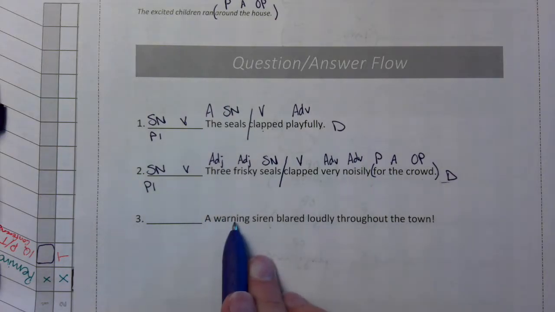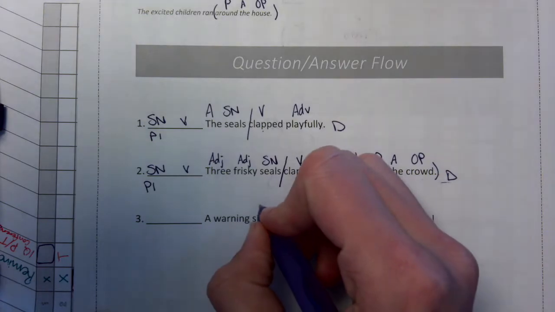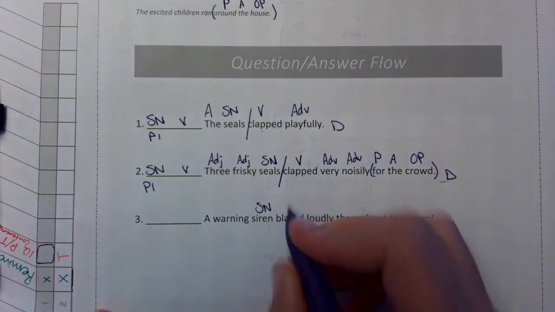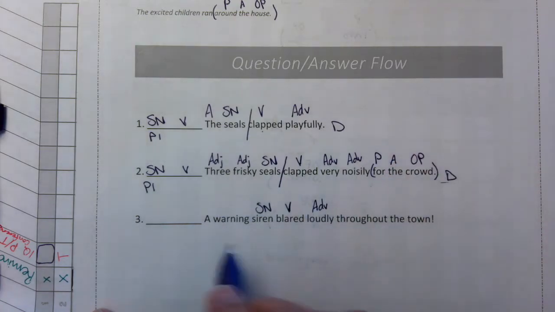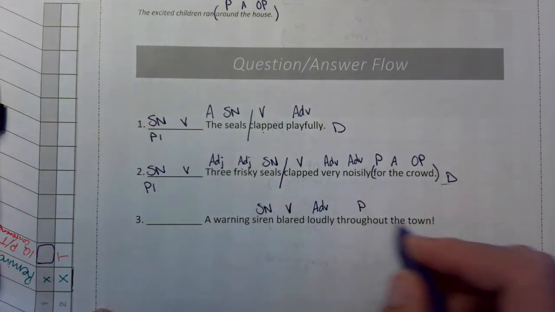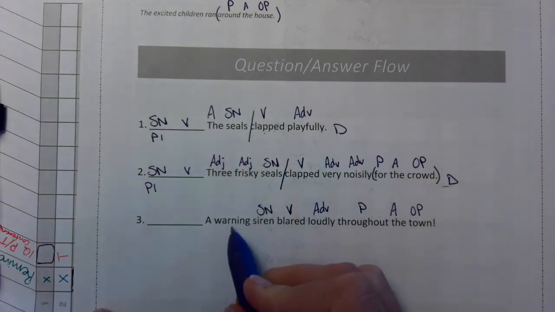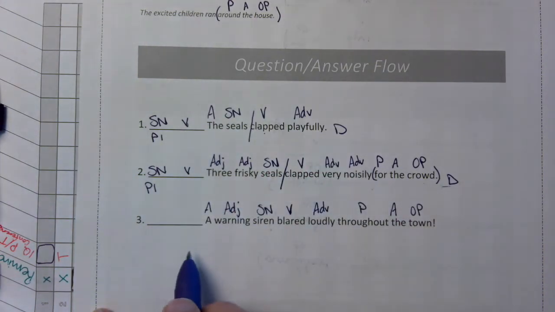Sentence 3. A warning siren blared loudly throughout the town. What blared loudly throughout the town? Siren. Subject, noun. What is being said about siren? Siren blared. Verb. Blared how? Loudly. Adverb. Throughout. Preposition. Throughout what? Town. Object of the preposition. The, article adjective. What kind of siren? Warning. Adjective. A, article adjective.